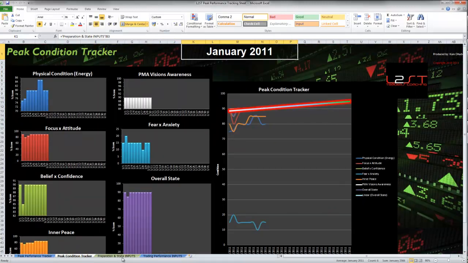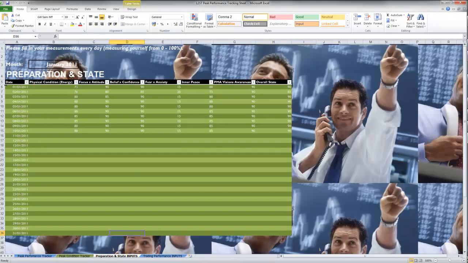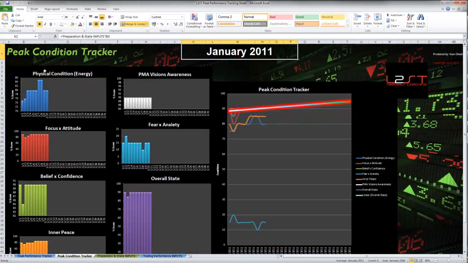And basically what I do is just put in these inputs here. This is an example here. You just put in the date and you mark yourself out of 100% or out of 10. So you can put in whatever values you like. You can actually change these. These are the things that I like to track: physical condition, energy, how good do I feel, what kind of health am I in, am I sick or am I ill? That's not always a good time to trade. What is my focus and attitude like? What is my belief and confidence like? Fear, anxiety, inner peace. How aware am I of my pre-market analysis, overall state? So these are the conditions that I like to track.